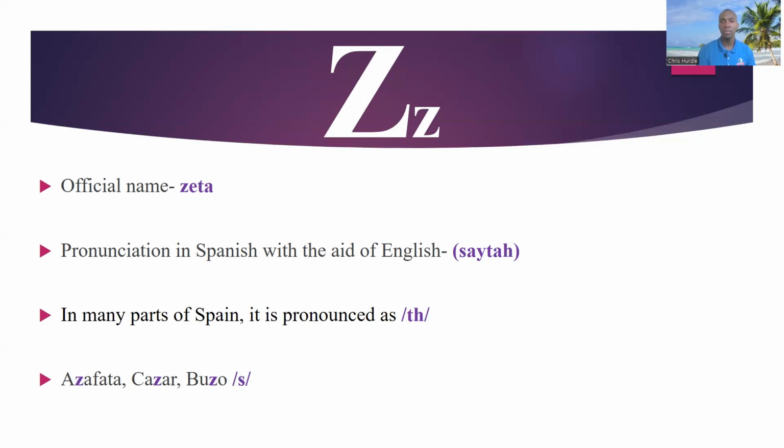Now, in many parts of Spain, the zeta will be pronounced like a th. So they would say theta, instead of pronouncing the Z like an S. They would say azafata, cathar, and buztho. That's just a variation of the letter Z, but most of the time it will be pronounced like an S. Okay.